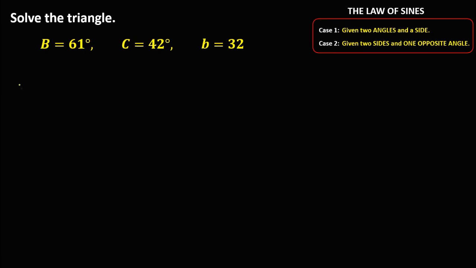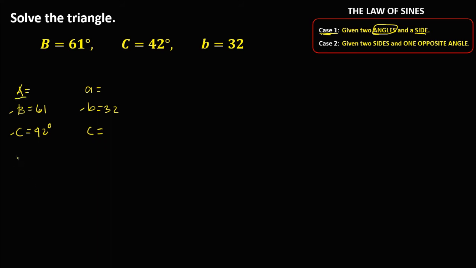Then for this given, angle A is the unknown. Angle B, that's 61. Angle C, that's 42 degrees. Then side A is unknown. Side B, that's 32. And side C is also unknown. So from the two cases of the law of sine, this given satisfies case 1 because we have two angles and a side. So in this case, we need to solve first the last angle.